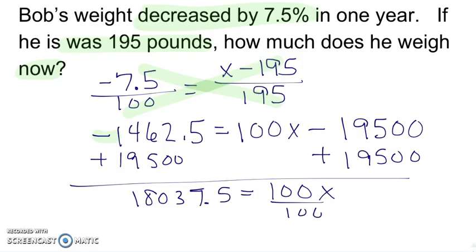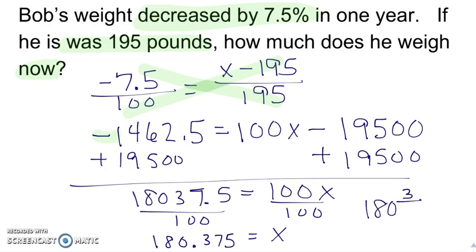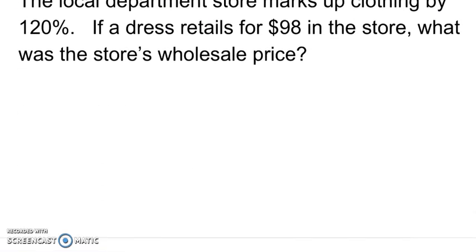Divide both sides by 100. And I'm left with x equals 180.375. And I'm going to round that to the nearest hundredth, or I could write it as a fraction, which would be 3/8. So 180 and 3/8 pounds. Okay, let's look at another one.